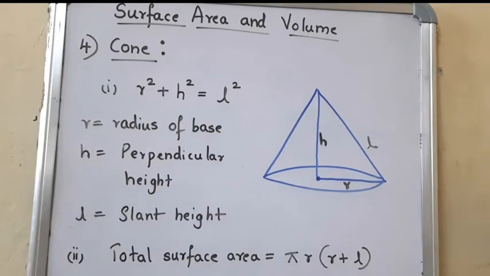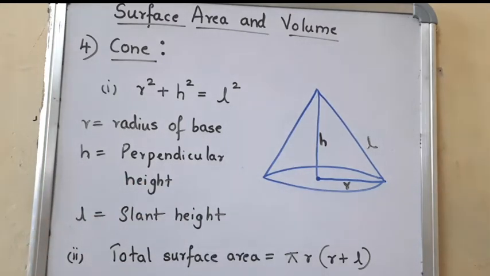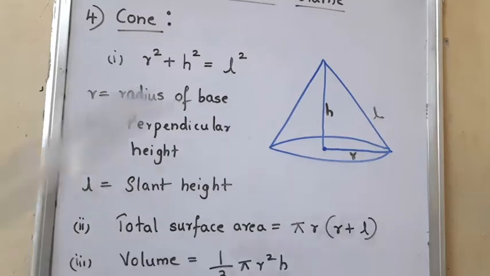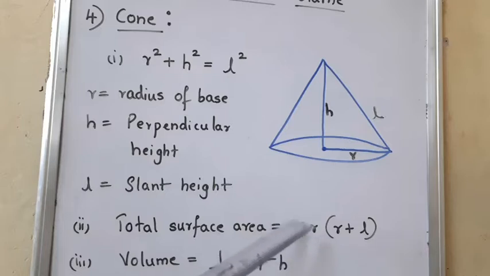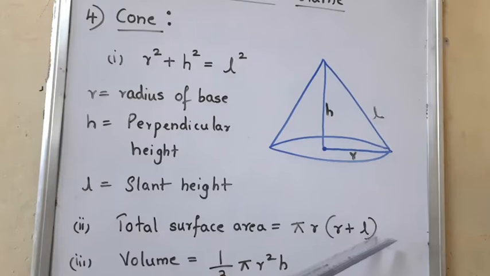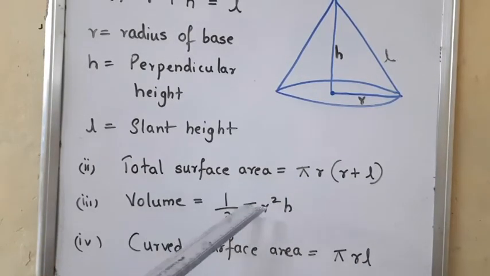Next equation we have total surface area of cone is equal to pi R bracket R plus L, where pi you know already, its value 3.14 or 22 upon 7. Then R is radius and L is slant height. Next you have volume. Volume of cone is equal to 1 upon 3 pi R square H. Next you have curved surface area of cone is equal to pi R L. So these are the formulas you have to learn by heart.